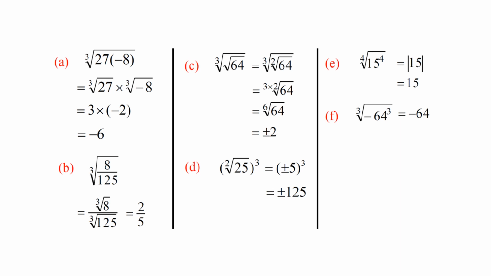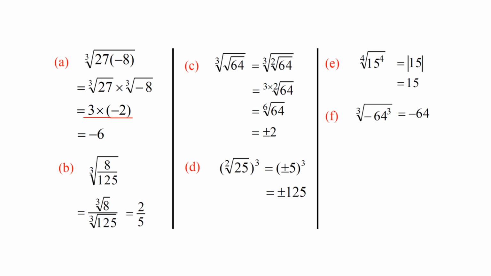Then we have a question about applying the remaining rules. Cube root of 27 times negative 8. So this can be separated. So cube root of 27 times cube root of negative 8, and we have the value. The cube root of 27 is 3, and cube root of negative 8 is negative 2. So when you multiply them, it gives negative 6.